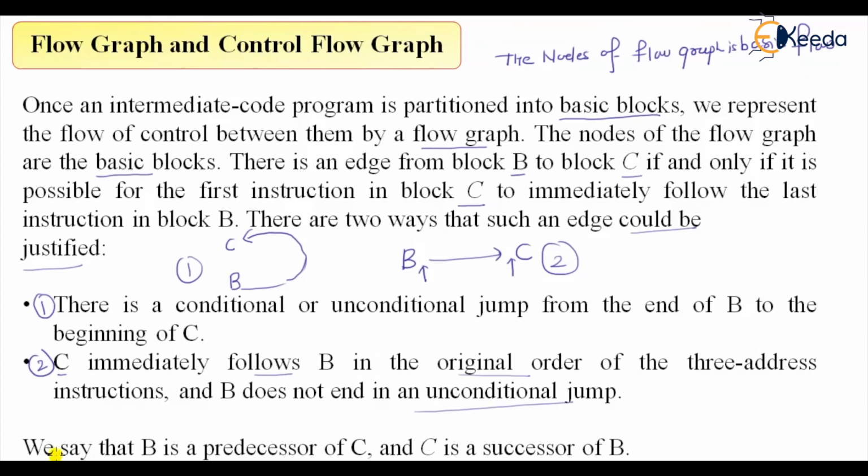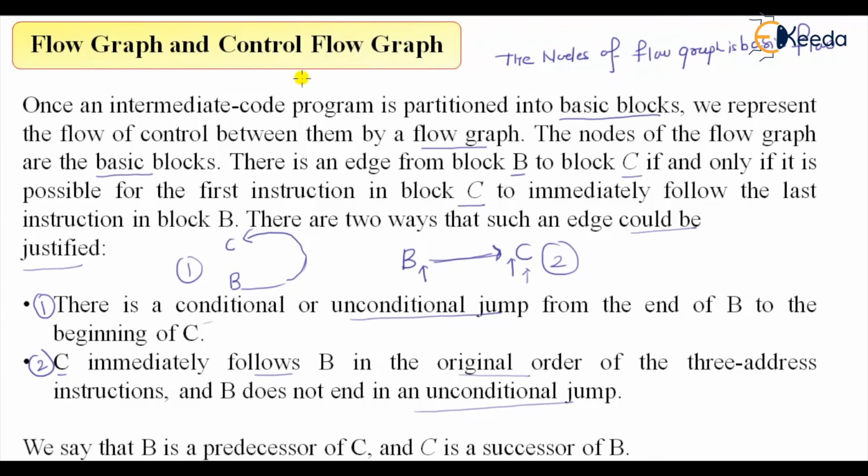If that is the case, then we can say that B is the predecessor of C and C is the successor of B. So that way the successor and predecessor relationship holds, when C immediately follows or there is a conditional or unconditional jump instruction. So that is for the flow graph.